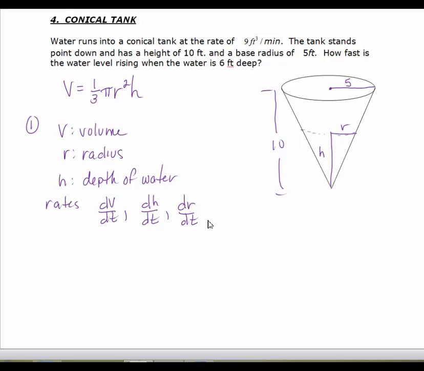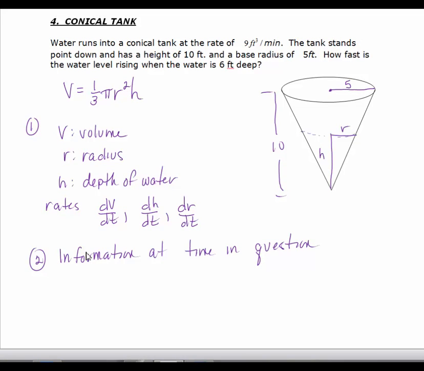What we want to pay attention to is the information at the time in question. So when we think about the information at the time in question, they're asking us how fast is the water level rising when the water is 6 feet deep. Another way of asking that question is find dH/dt. The water level is rising. H is changing, so dH/dt when H is 6 feet.